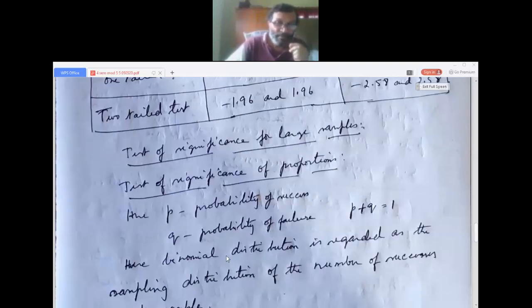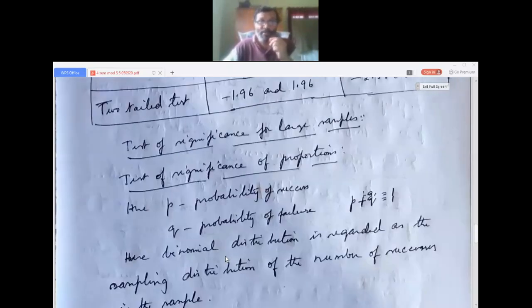So in this test of significance for proportion, P means probability of success, Q means probability of failure. So P plus Q is 1. You can remember the binomial or Bernoulli distribution. Here binomial distribution is regarded as the sampling distribution.